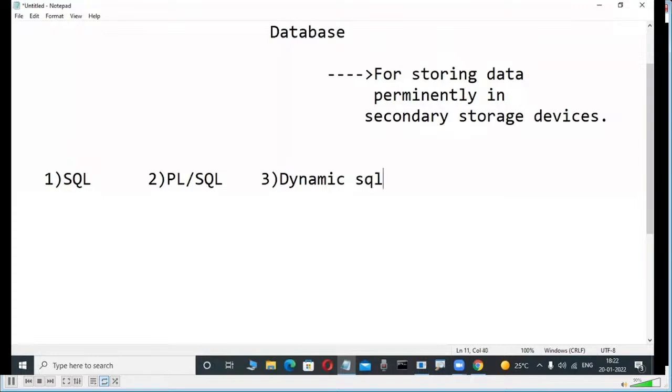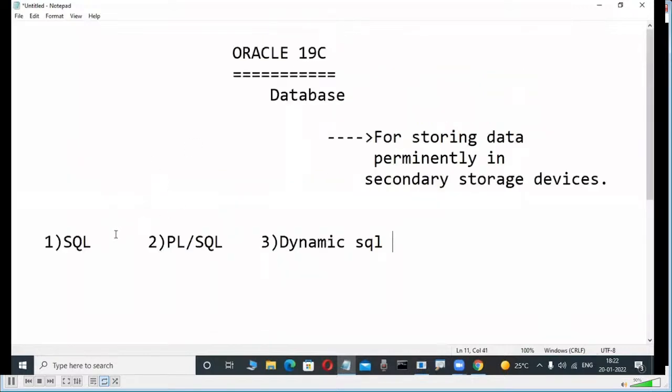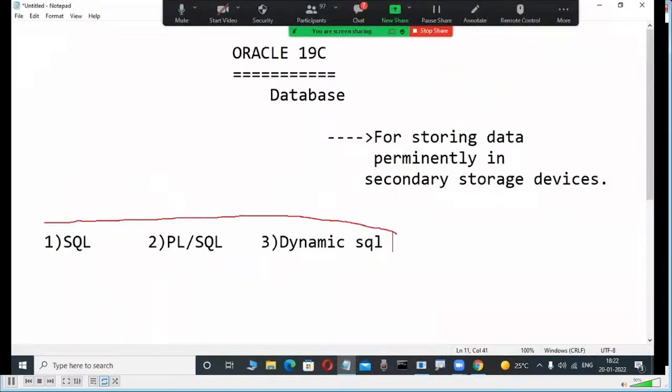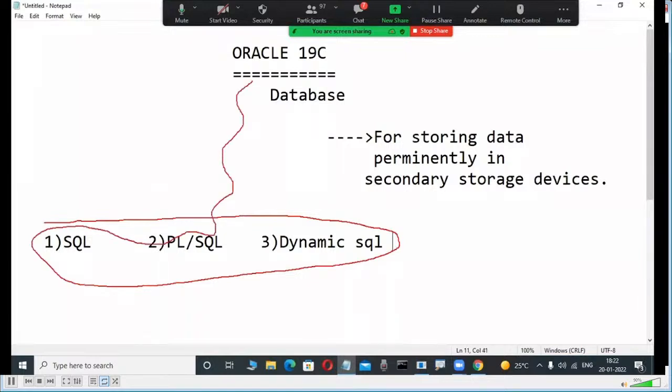Dynamic SQL is a small one only, because PLSQL we have good knowledge, and there is a little bit of extension in the Dynamic SQL language. You have an idea of these three languages. And through these three languages we are operating this Oracle software only.